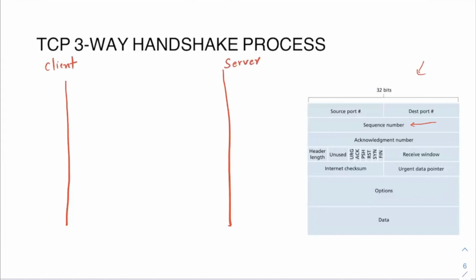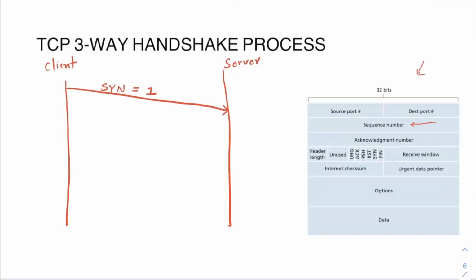Let's say the client wants to start a connection with the server. Whenever the client wants to start the connection with the server, it has to follow the TCP three-way handshake process. So in the first packet, it will send the first packet, and in this you will have the SYN flag set to 1.